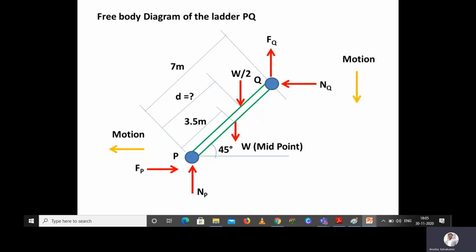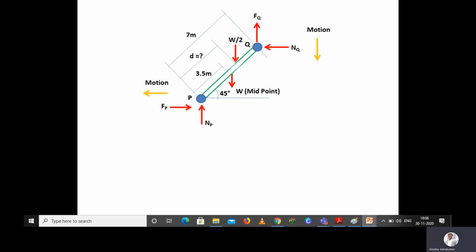We know very well that F is equal to mu into N. So Fp is mu P into Np. Mu P is the coefficient of friction between the floor and the ladder, which is given as 0.5. Fq is the frictional resistance at point Q, equal to mu Q into Nq. Mu Q is the coefficient of friction between the ladder and the wall, and Nq is the normal reaction. Now we have the free body diagram and we know the equilibrium equations. One by one we are going to substitute.